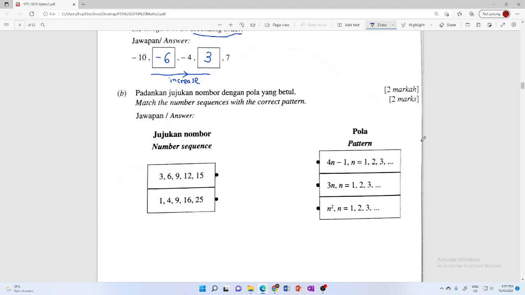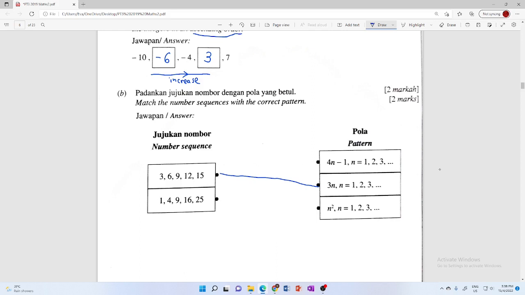Question B. Okay, when we look at this number 369, we know that this is the multiple of 3. So multiple of 3, you'll have 3n, and we can double check. When n is 1, 3 times 1 is 3. 3 times 2 is 6. 3 times 3 is 9. So it's correct.